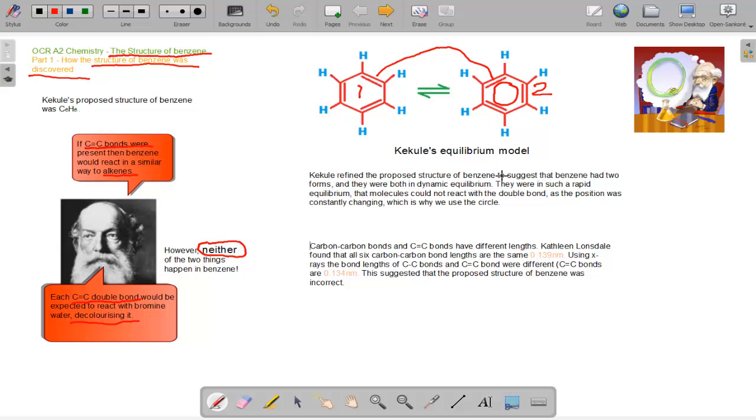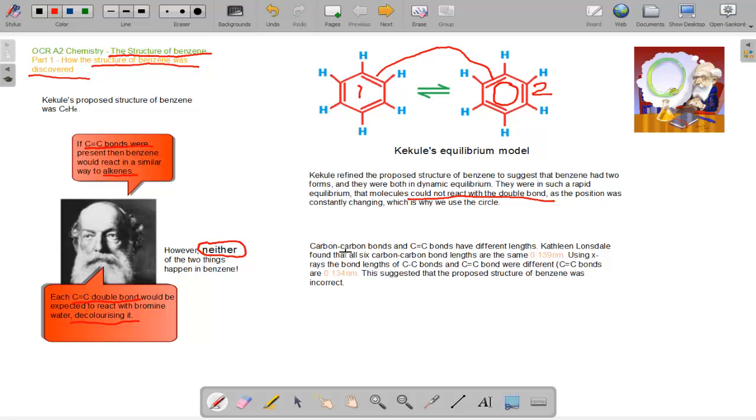So he refined the proposed structure of benzene to suggest that benzene had two forms, and they were both in dynamic equilibrium, form 1 and form 2. They were in such rapid equilibrium that the molecules could not react with a double bond, as the position was constantly changing, which is why we use a circle.